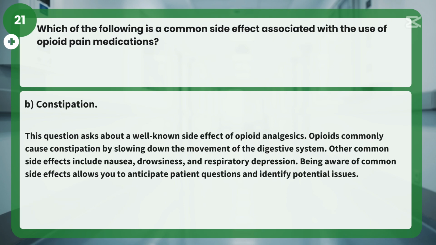Answer: B. Constipation. This question asks about a well-known side effect of opioid analgesics. Opioids commonly cause constipation by slowing down the movement of the digestive system. Other common side effects include nausea, drowsiness, and respiratory depression. Being aware of common side effects allows you to anticipate patient questions and identify potential issues.